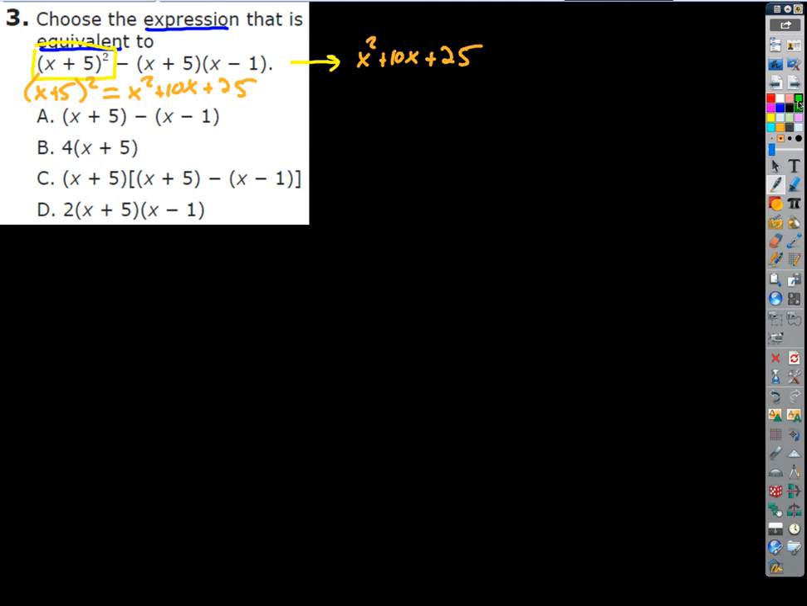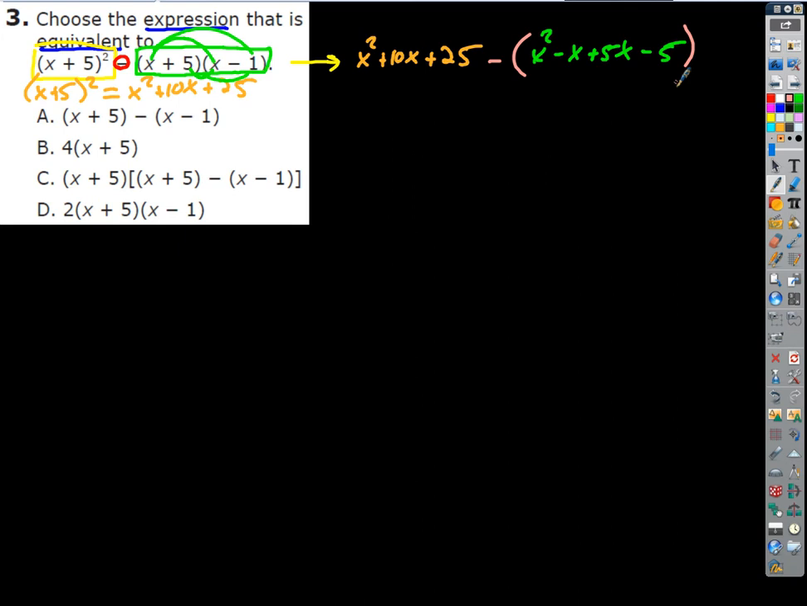Now, what about this part over here? Okay, that's just a product. I'm just multiplying x plus 5 times x minus 1, right? I'm just going to distribute. So if I distribute that out, I'm going to distribute the x, and I'm going to get x squared minus 1x. If I distribute the 5, and then 5 times negative 1. Okay, but keep in mind that we still have this subtraction sign out front, right? So I've got minus that whole thing, right?